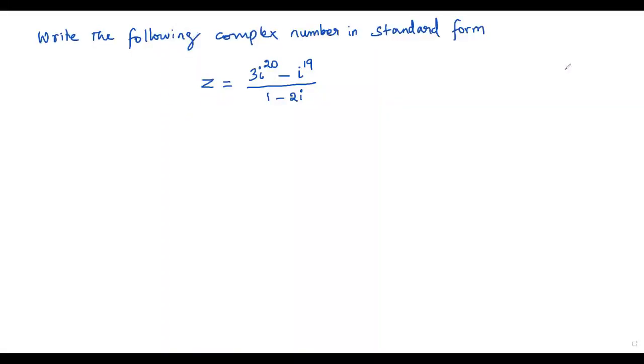Hi, here we have a problem on complex numbers. We have to write this complex number in standard form. What is the standard form of a complex number? The standard form of a complex number is a + bi.